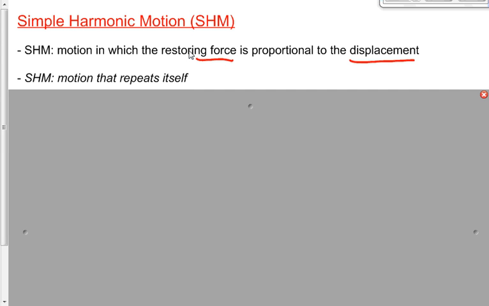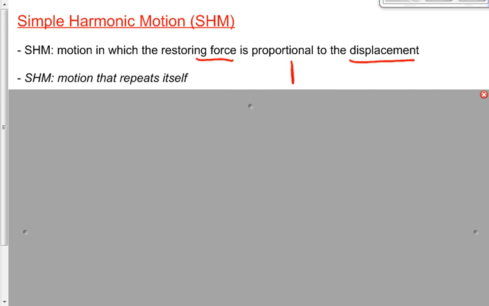Okay? That's kind of a little bit hard to visualize on a day-to-day basis, when the force gets bigger as the displacement gets bigger, at least sometimes. So how does that manifest itself? Well, it usually manifests itself as motion that's repeating itself, back and forth, to and fro motion. Why does the motion repeat itself? Why, when the restoring force is proportional to the displacement, does the motion repeat itself?